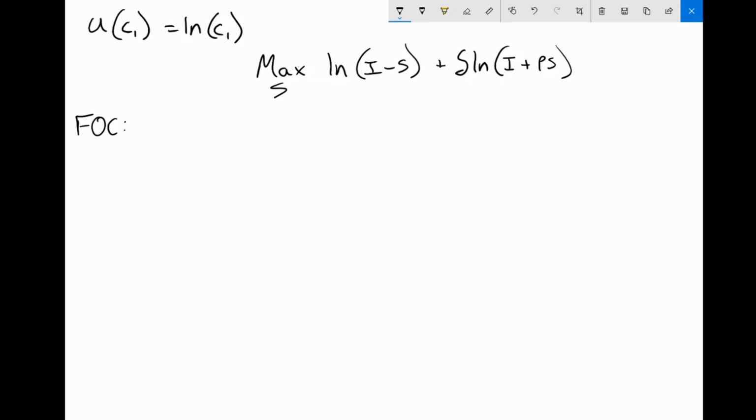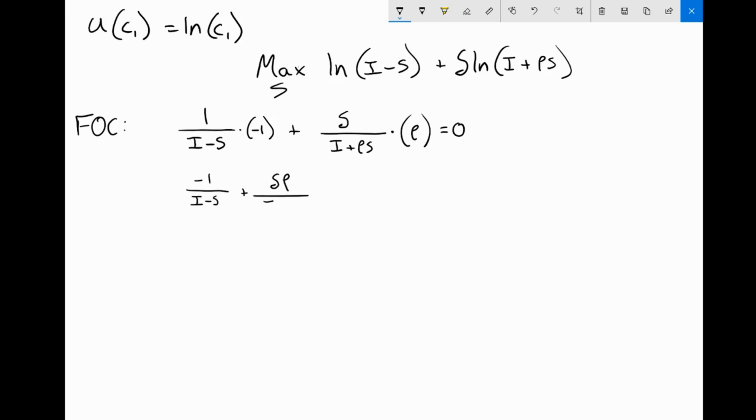Okay, the derivative. It's just 1 over I minus S, that's the derivative of the outer function, times the derivative of the inner function, which is -1. Then the derivative of the outer function is delta over I plus rho S, times the derivative of the inner function, which is just rho, equals 0. Let me rewrite this: -1 over I minus S plus delta rho over I plus rho S equals 0.